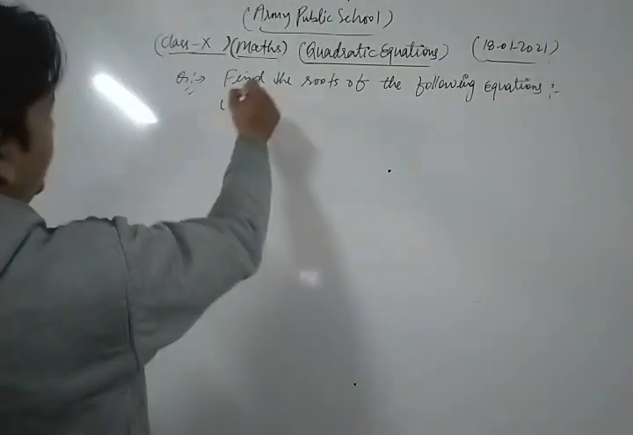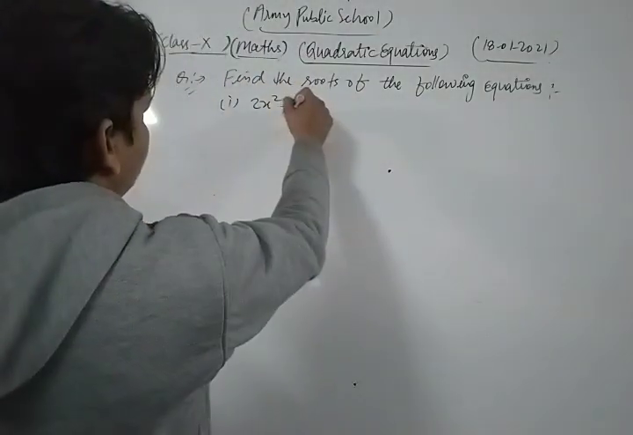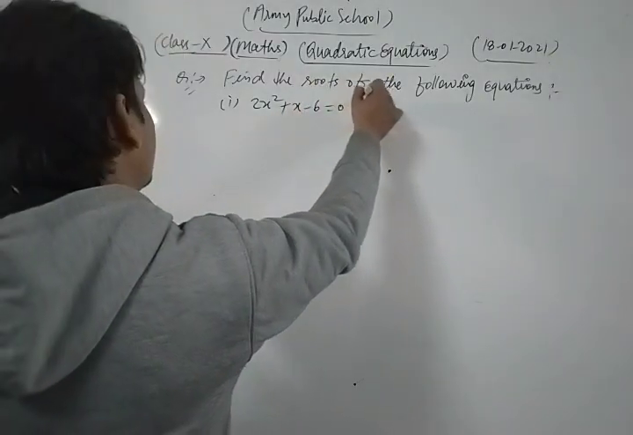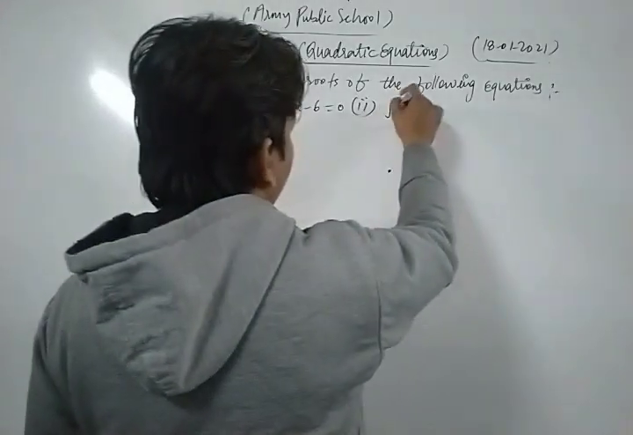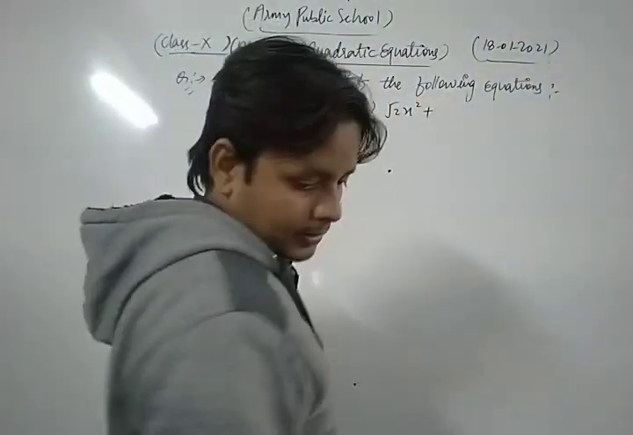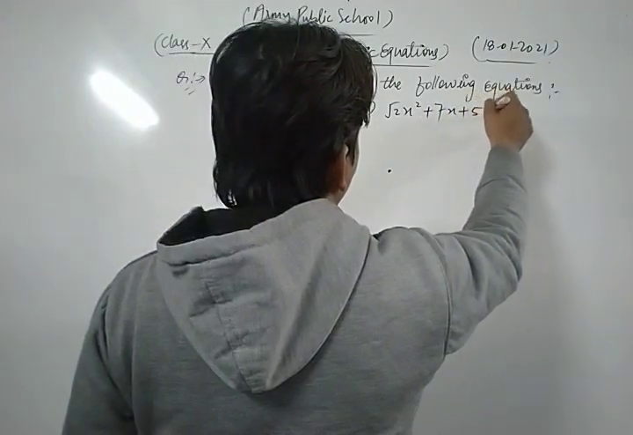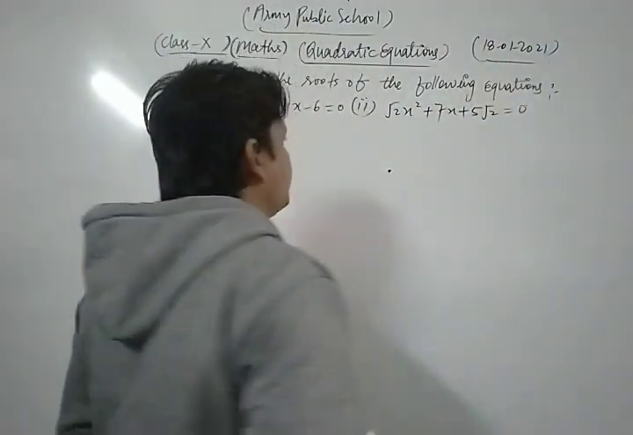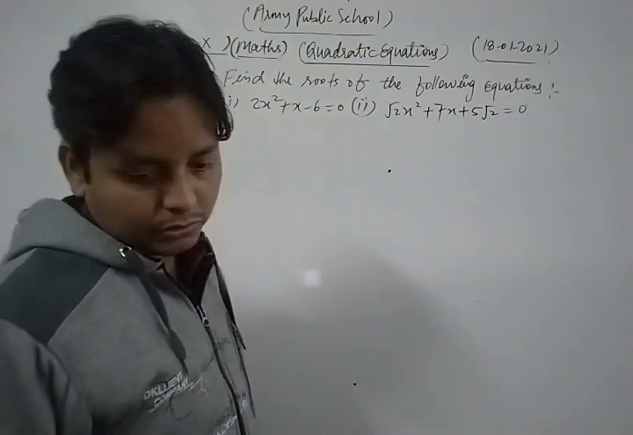This is 2x² + x − 6 = 0. The second one is √2x² + 7x + 5√2 = 0.